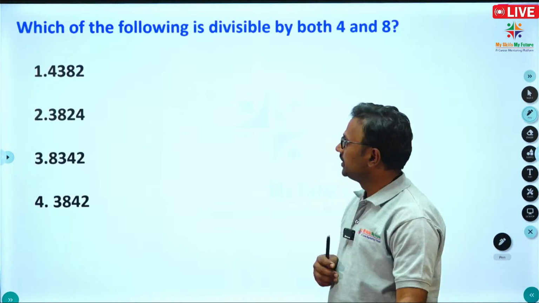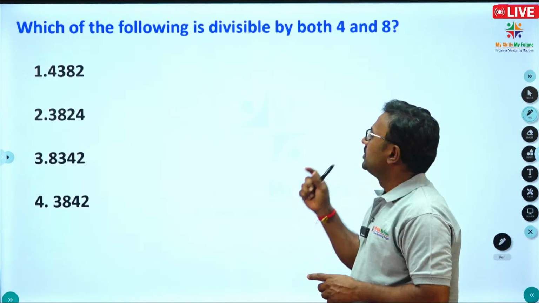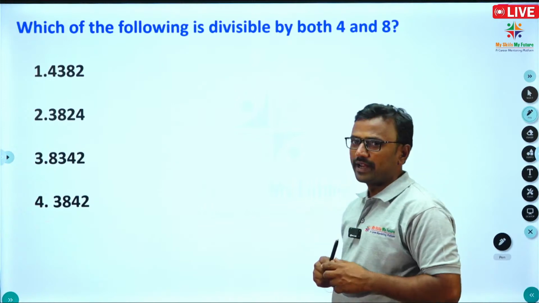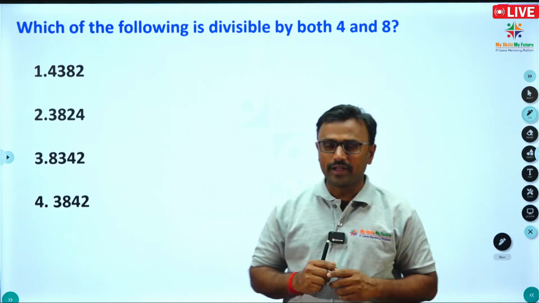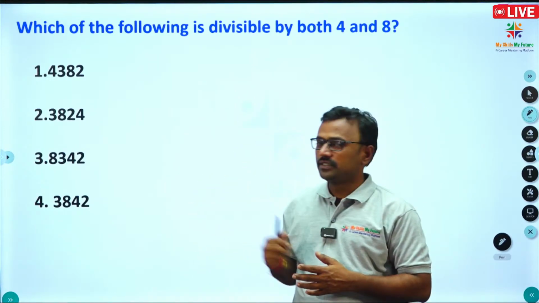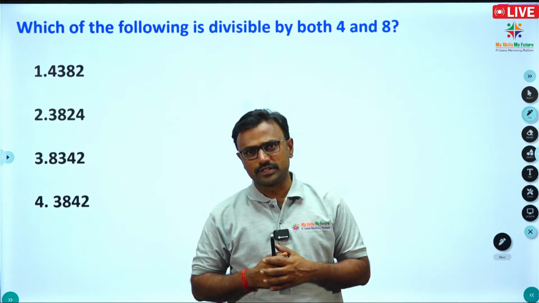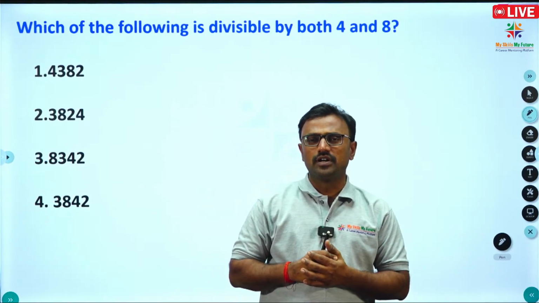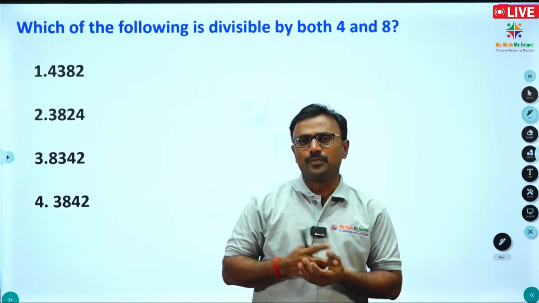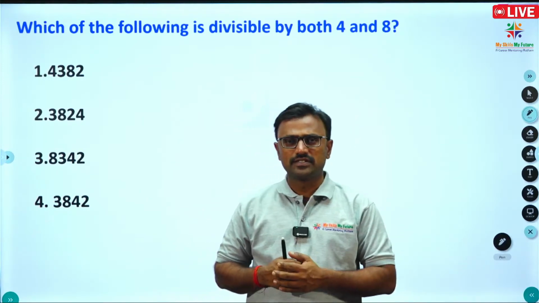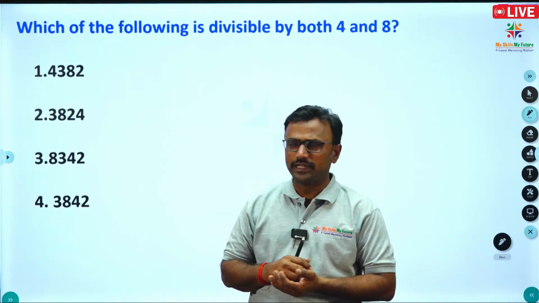See the question here. Which of the following is divisible by both 4 and 8? This question is asked from divisibility rules. We must know the divisibility rules at least up to 20. Here we will discuss some of the divisibility rules up to 10.